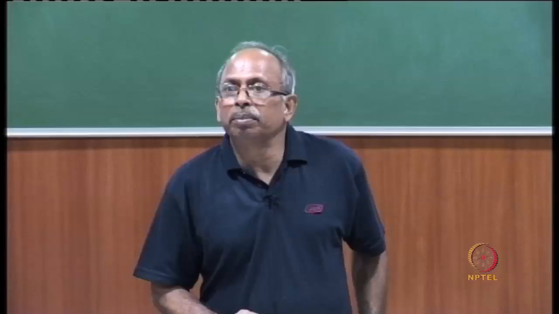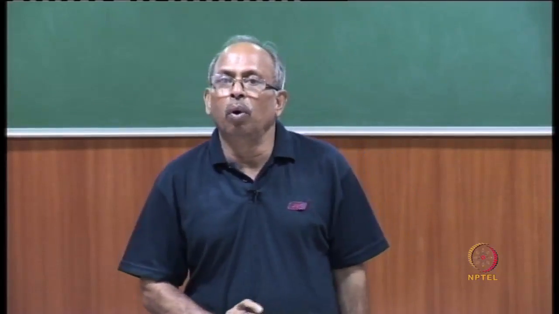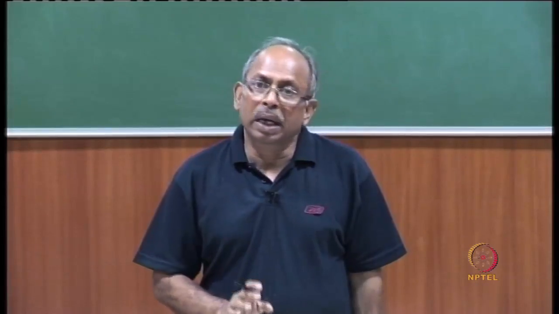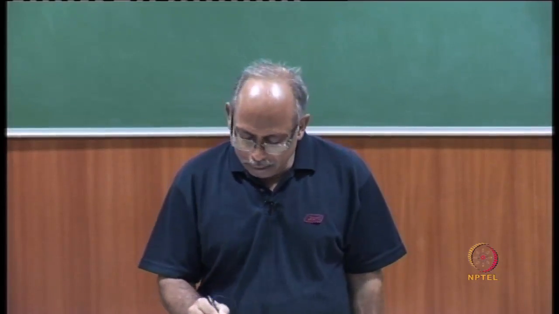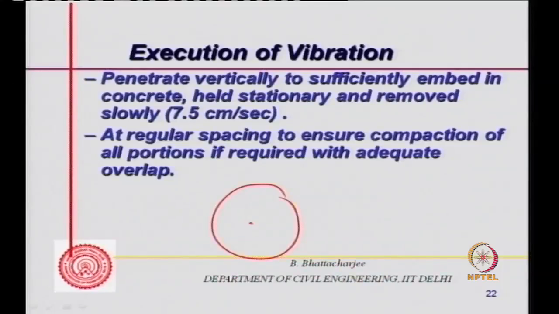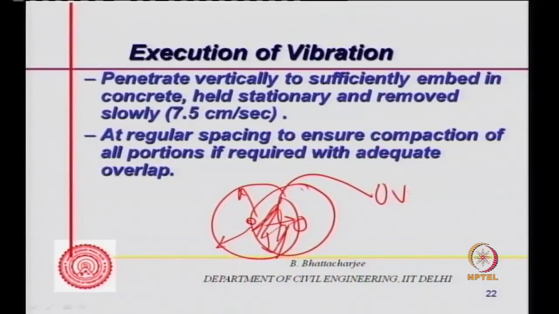It should be done at regular spacing to ensure compaction of all portions with adequate overlap. Typically it should be like this. If this is the radius of action, which is known for the types of needle that we talked about, the second needle location will be here so that there is the right kind of overlap. So this is the overlap. The right kind of overlap should be there.